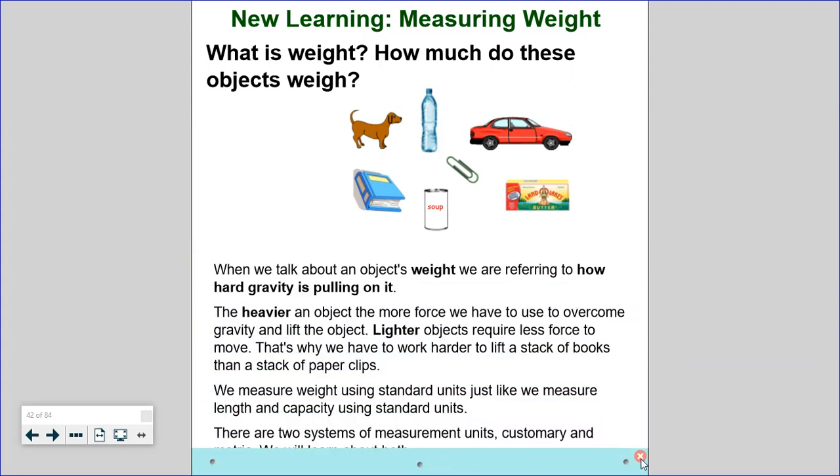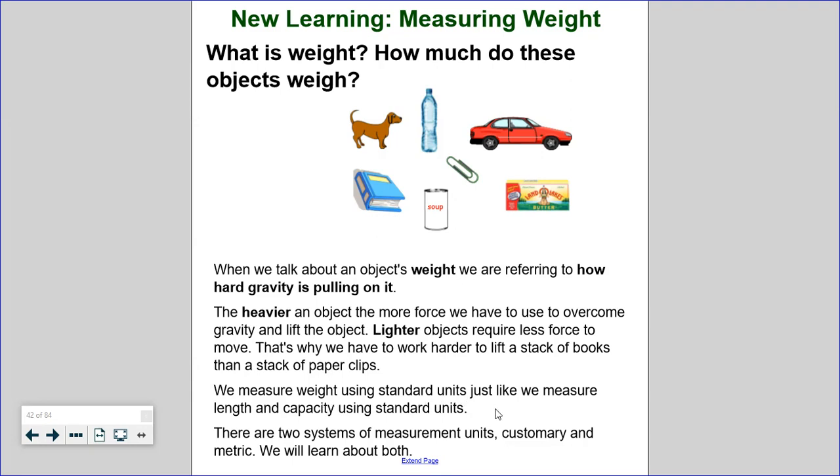Well, when we talk about an object's weight, what we're literally scientifically talking about is how hard gravity pulls on it. Now, think back to astronomy. Which objects have heavier gravity or more gravity? Heavier objects, right? So, the heavier an object is, the more force we have to use to overcome gravity and lift the object. Whereas lighter objects require less force to move. That's why it's harder to lift a stack of books than it is to lift a stack of paper clips, because gravity is pulling harder on those books because they weigh more.